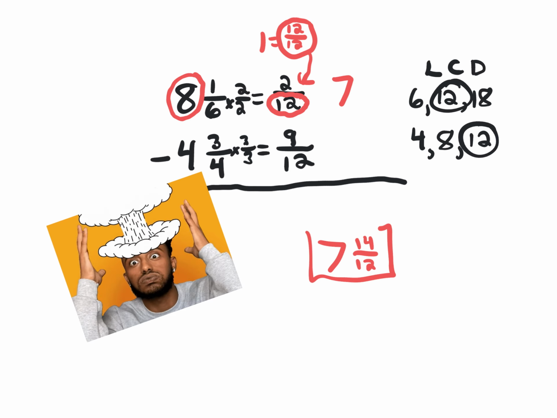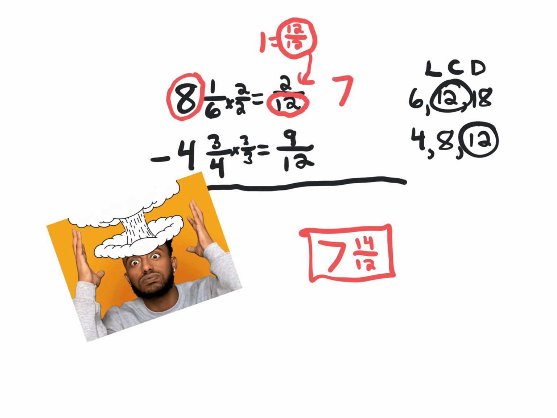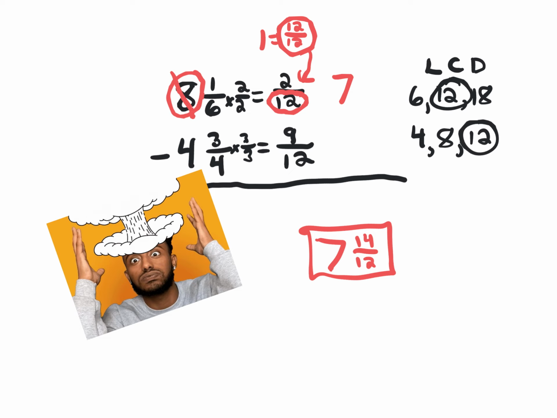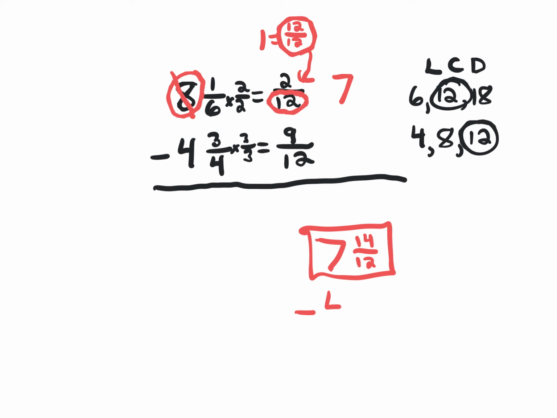So take a look at this and take a look at the steps that we did. We borrowed 1 from the 8 to make it 7. That's where we get our 7 down here. And then that 1 that we borrowed, we turned it into 12 12ths so we could add it to the 2 12ths. Now we're able to do our subtraction. So we have 4 and 9 12ths. 14 12ths minus 9 12ths is 5 12ths. And 7 minus 4 is 3.